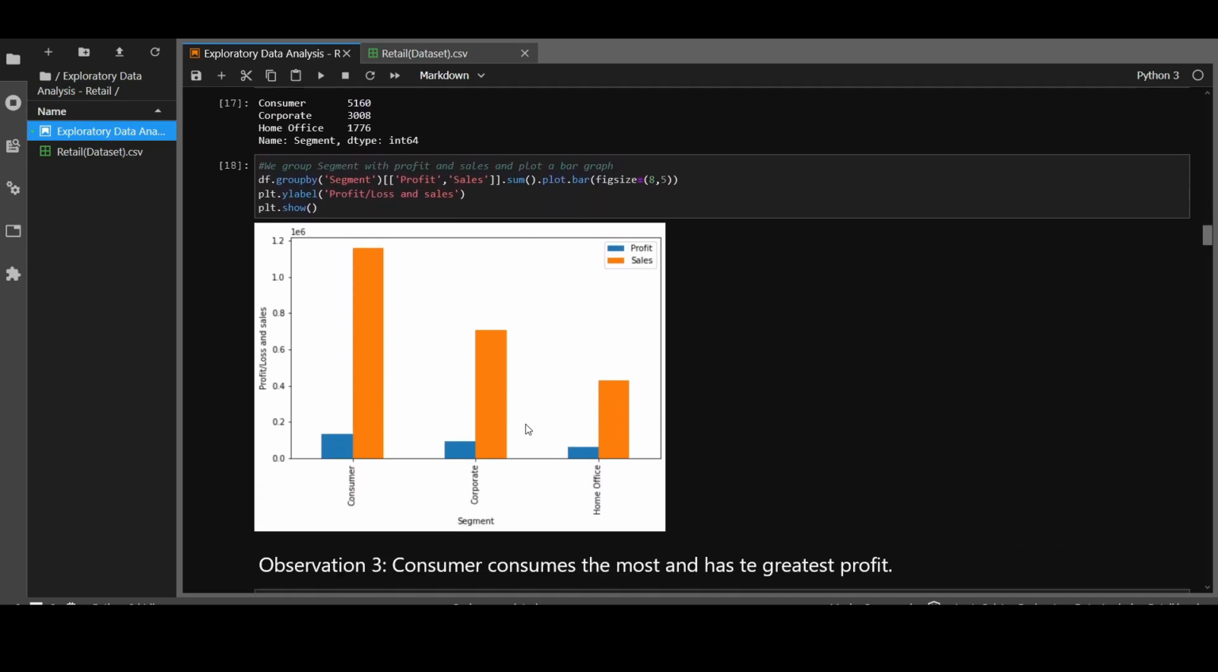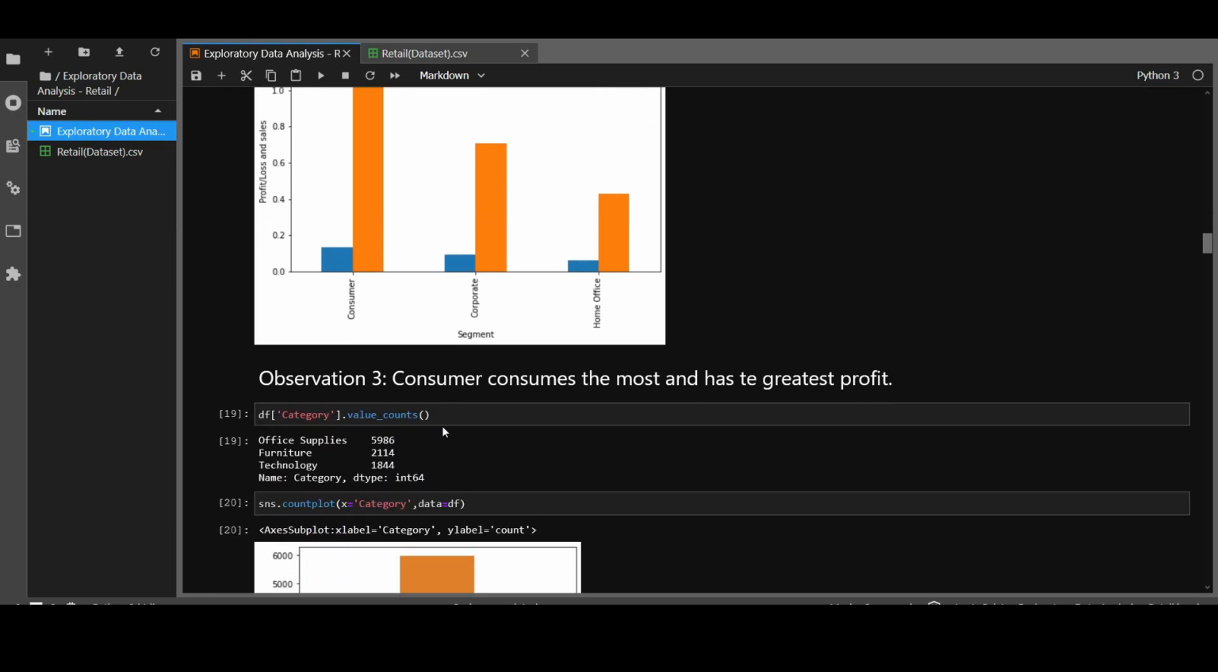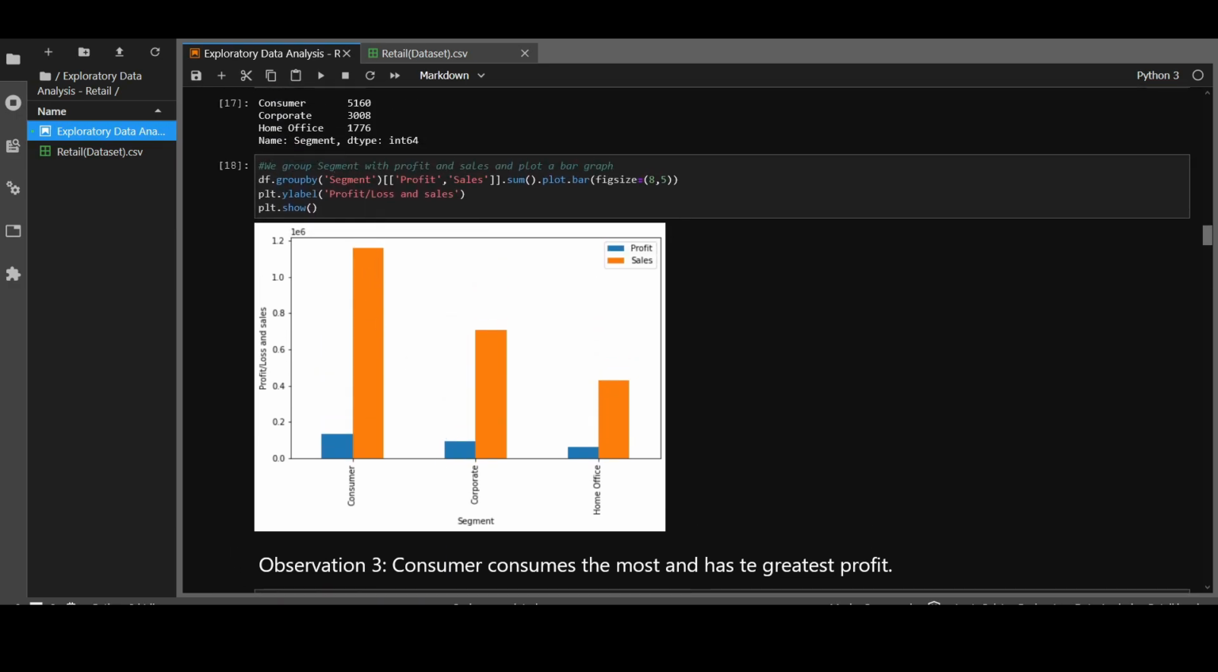Now there is another observation. We can see here that the consumer segment consumes the most and has the greatest profit. This is the profit and loss, and this is the segment, and the consumer has the greatest profit. This means that the sales to these consumers are the most. The consumer consumes more than corporates and home offices.